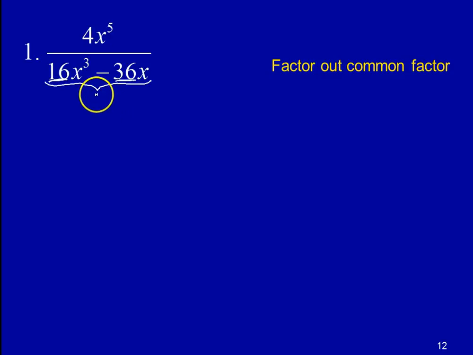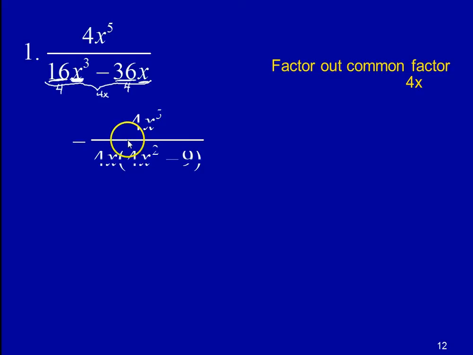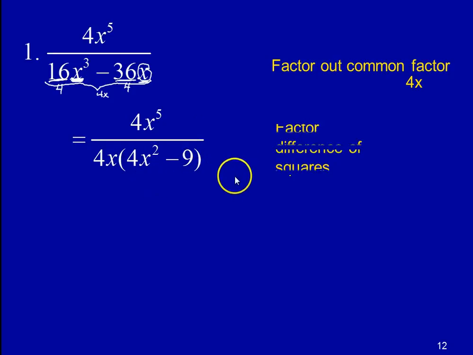I can take out a 4. I have 3 x's and I have 1x. So what's my common factor between 3 x's and 1x? 1x. So I need to take out a 4x. So when I take out a 4x, 16 divided by 4 leaves me with 4. 36 divided by 4 leaves me with 9. And I'm taking out 1x right here from x cubed, so that leaves me with x squared. When I take out my 1x right here, I only had 1x, so it's gone. So that leaves me with 4x squared minus 9.